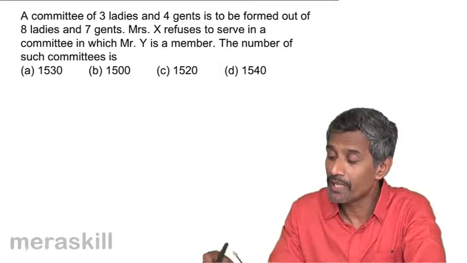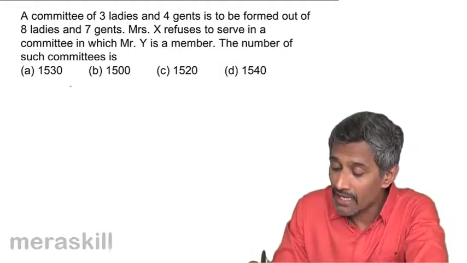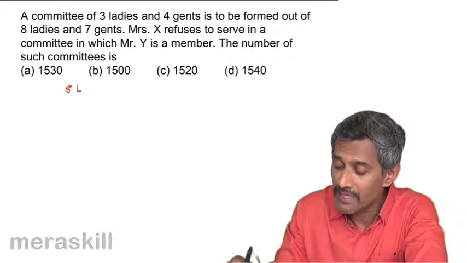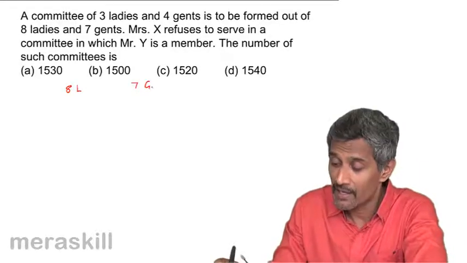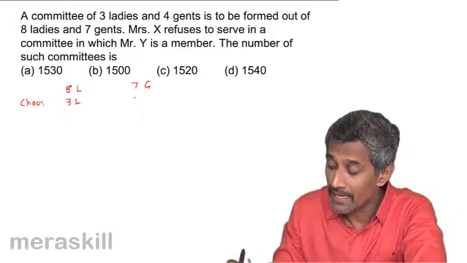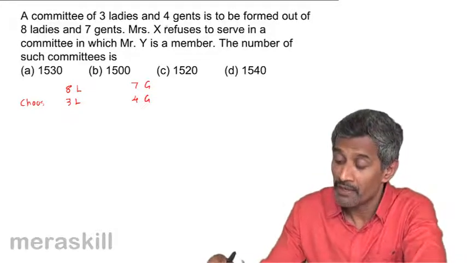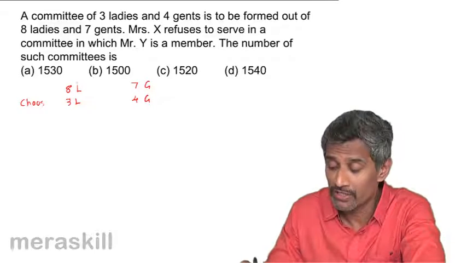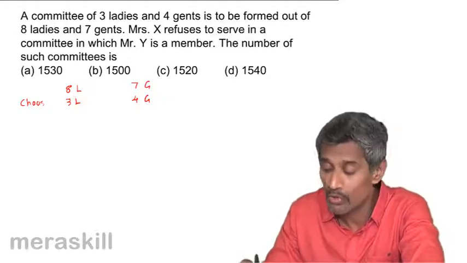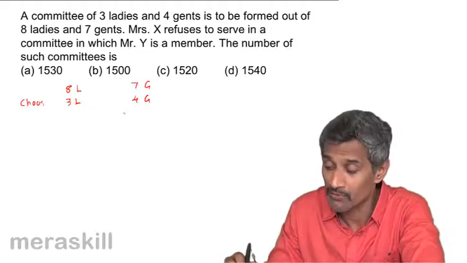So how do we take up this kind of a case? So a committee of 3 ladies. So there are 8 ladies and 7 gents. And we need to choose 3 ladies and 4 gents out of these. So here we have, in a normal condition, suppose there is no clause given, it would be 8C3 into 7C4. That will form the number of committees.